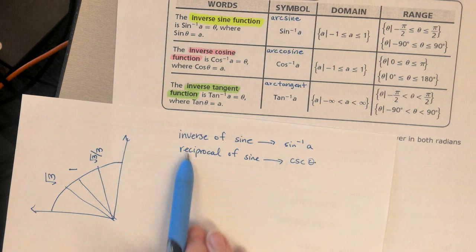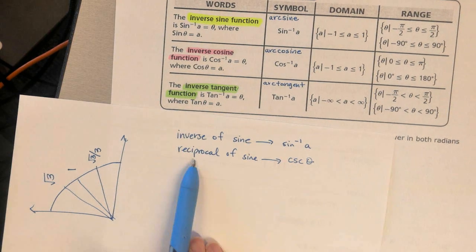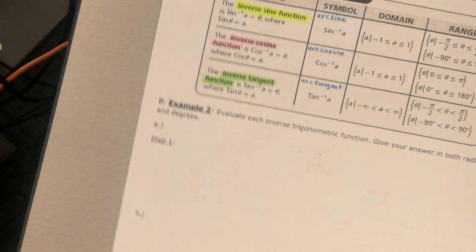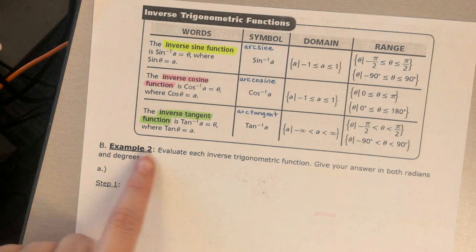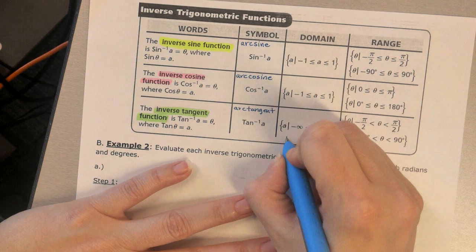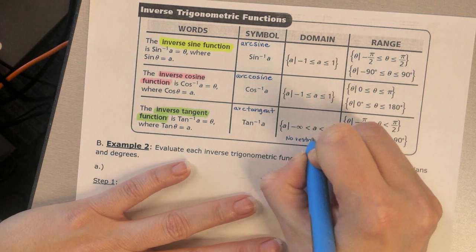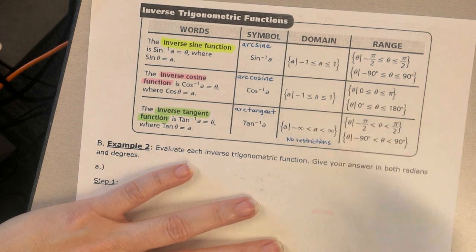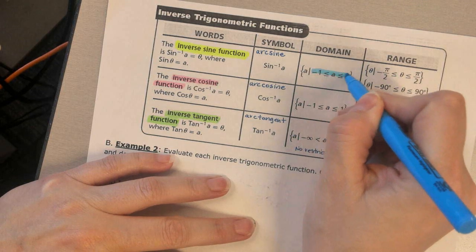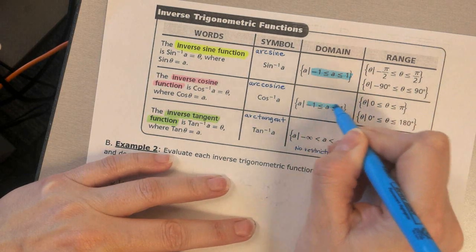I just want to get those straight because we have to know the difference. So there's inverses and there's reciprocals. Okay? Now, look at the domains here. The domain for tangent is negative infinity to infinity. What that means is there is no restrictions. That is not the case for the sine and the cosine. Both have restrictions. The values that you plug in have to be between -1 and 1.